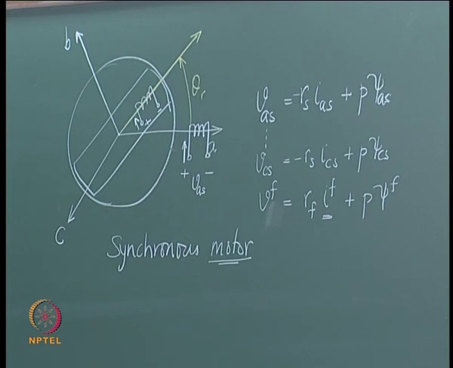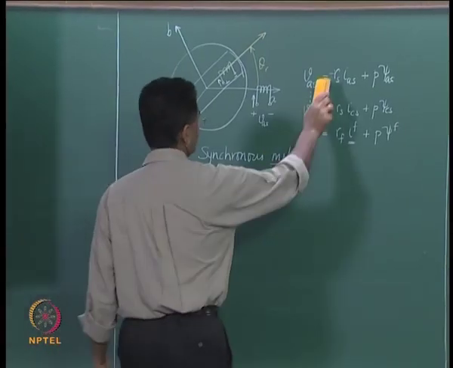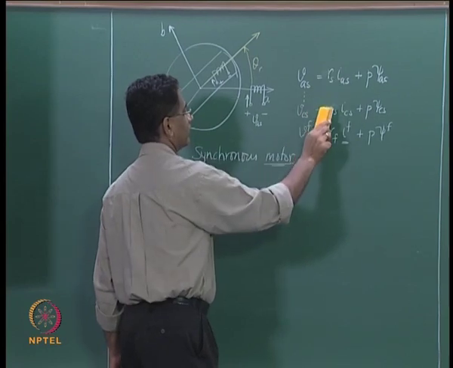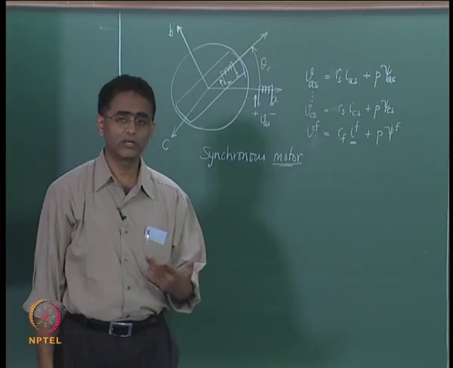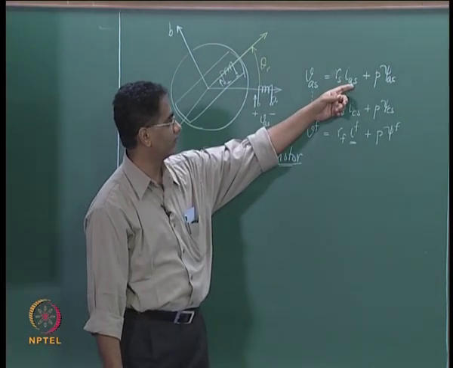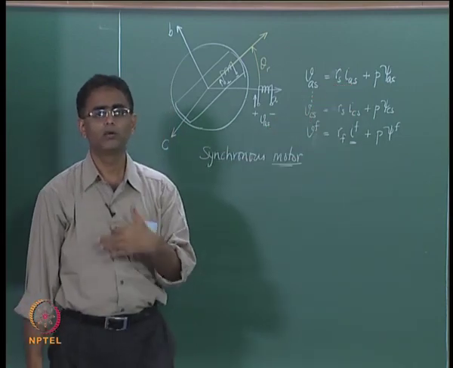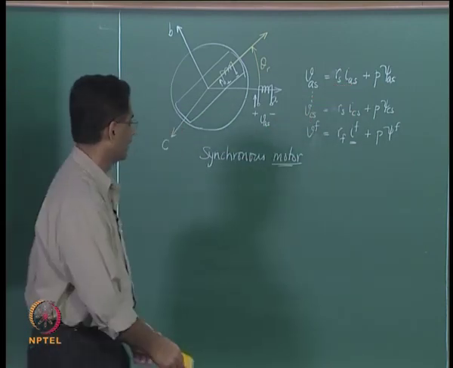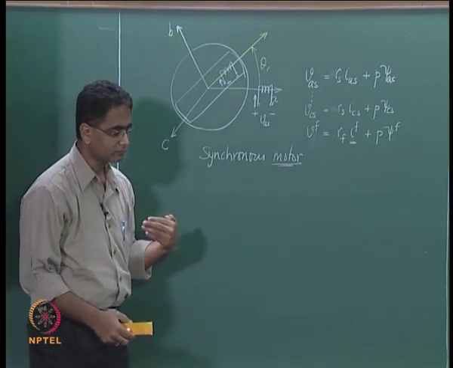But in order that we maintain the sense that we have used all through, we will continue to use this convention, with the understanding that if we want to study this as a generator and use the generator convention, we will replace all variables of the stator, that is IAS, IBS and ICS, with the negative sign. So with that understanding we will proceed ahead.